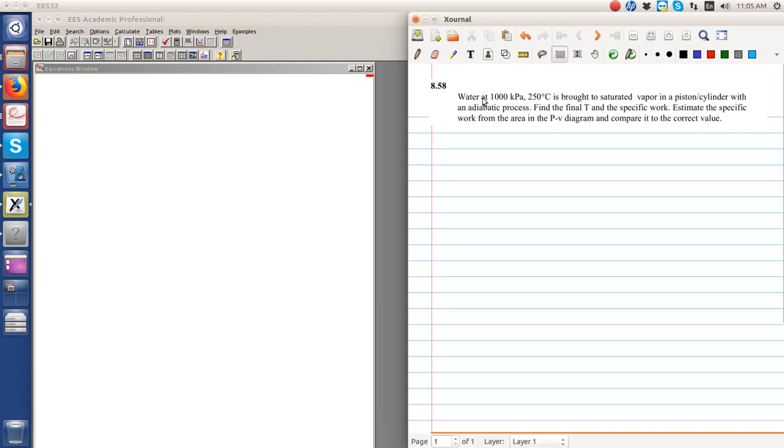Consider problem 8.58 of Sonntag, in which we have water at 1000 kilopascal and 250 degrees Celsius, which is brought to saturated vapor in a piston cylinder in an adiabatic process. So it is an adiabatic process, and it is in a piston cylinder arrangement.